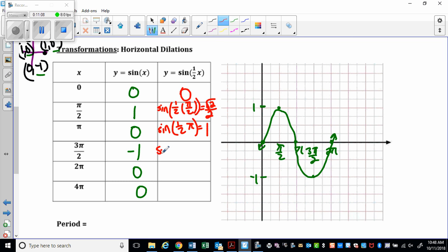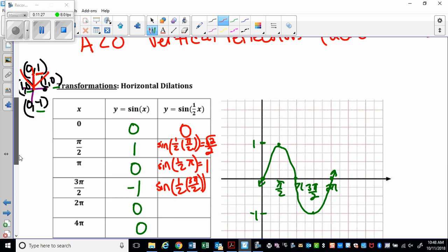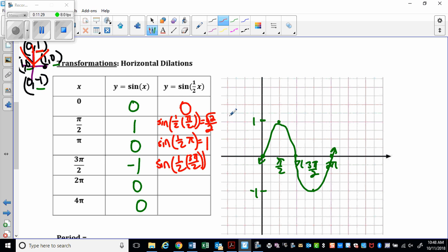I want to change colors, but I don't. Okay, sine, we have 1/2 of 3 pi over 2, so this is going to be 3 pi over 4. At 3 pi over 4, this is pi over 4, 2 pi over 4, 3 pi over 4. Sine is my y values, and they're still positive, so we're going to be back at positive square root of 2 over 2.